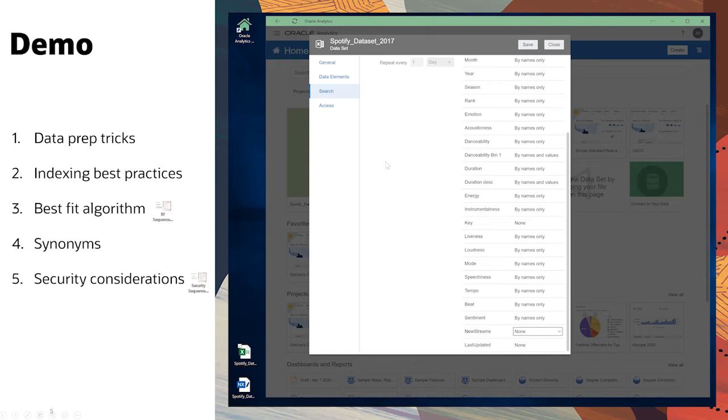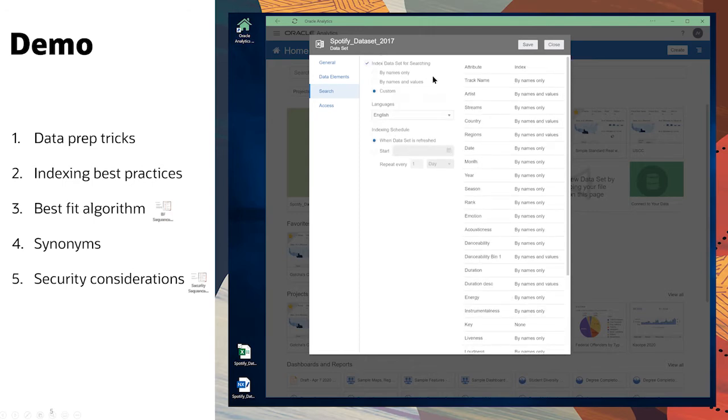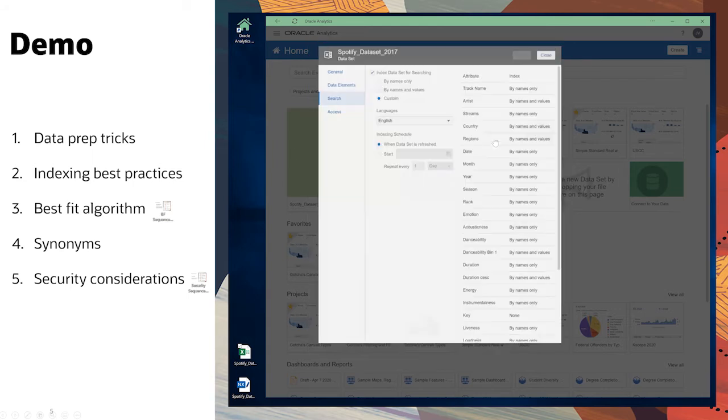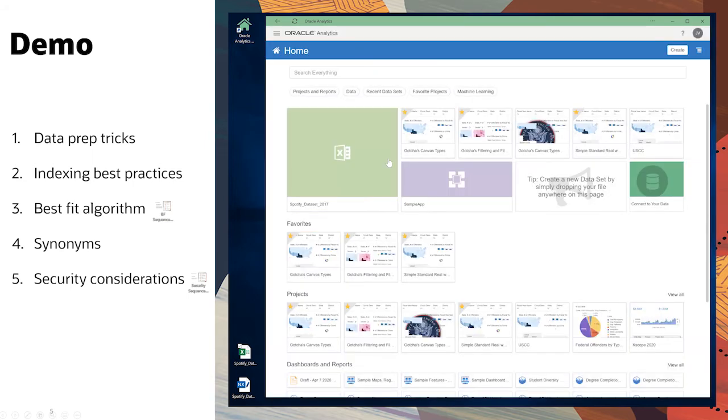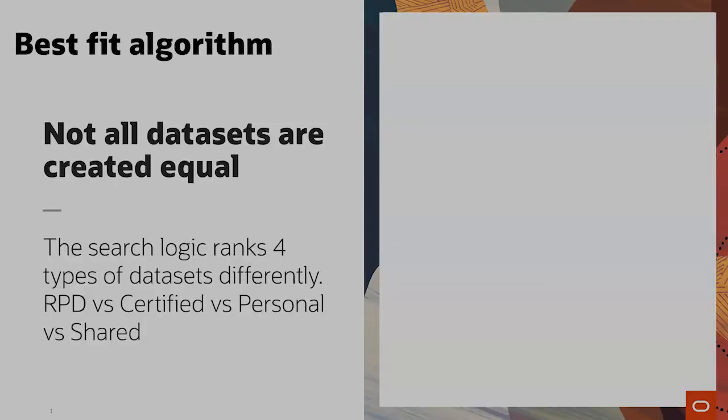And so I'm going to go ahead and not index this sort of unnecessary data. But the idea here is you index only what you think people will search on, and then you go ahead and save that. And then you close. And then within the next few minutes, the indexing process will pick up this data set and index it for search. Now, while that's running, let's take a look at our best fit algorithm that I was talking about earlier.